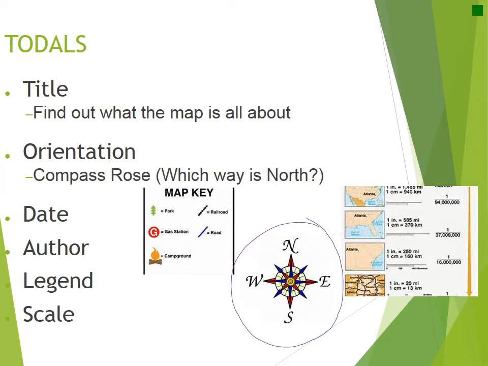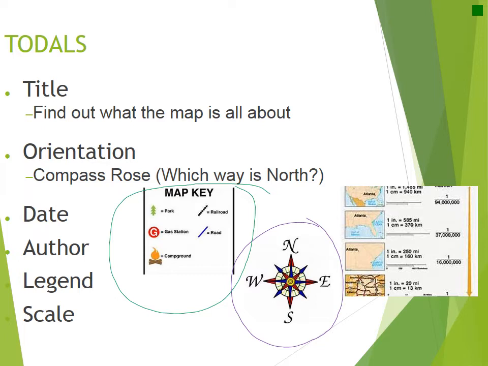Okay, the second to last one is legend, also known many times as the key. It shows you all of the symbols that are made on the map, and I can go ahead and circle the legend for you. Here it's called a key, okay? But it shows you all of the symbols that are used on the map and what they mean.